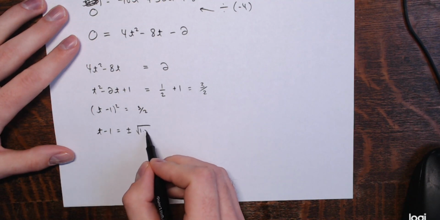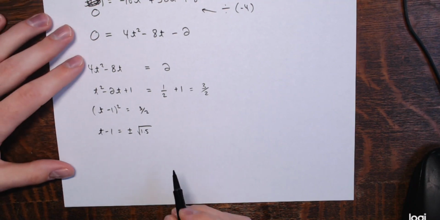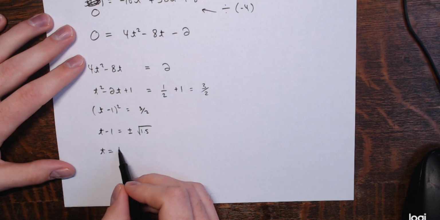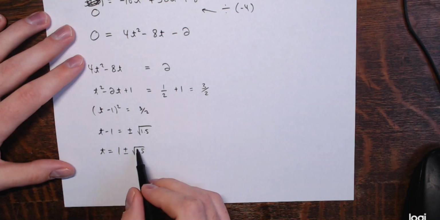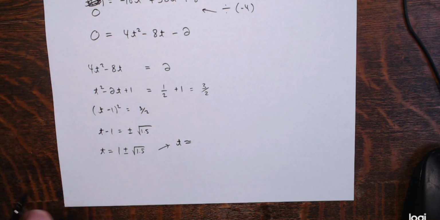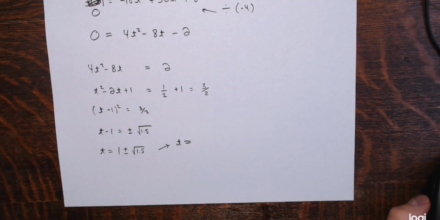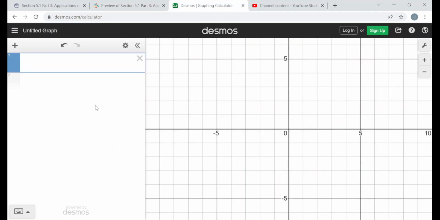Then when I go to the calculator, because they asked us to round to the nearest hundredth, again 2 decimal places, I add 1. T equals 1 plus or minus the square root of 1.5 seconds. Obviously I'm going to use the plus this time because that'll give me the positive answer. So t is approximately 1 plus the square root of 1.5, about 2.22. If I round to the nearest hundredth, 2.22 seconds.